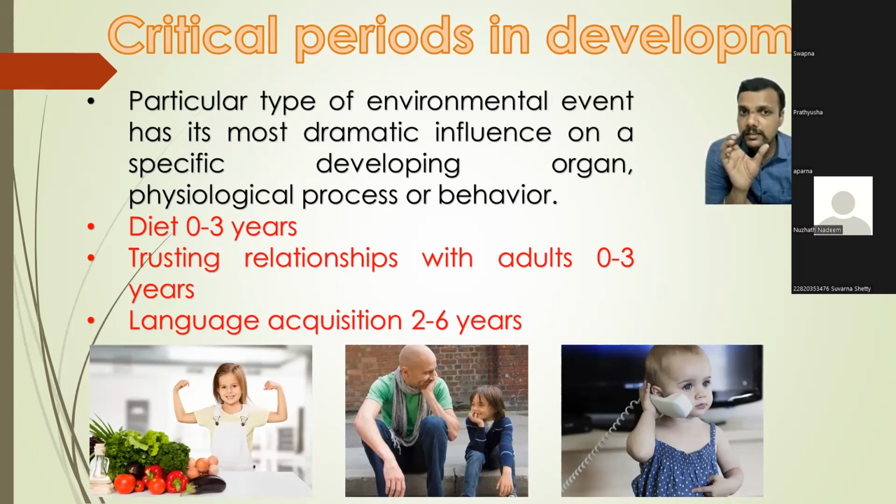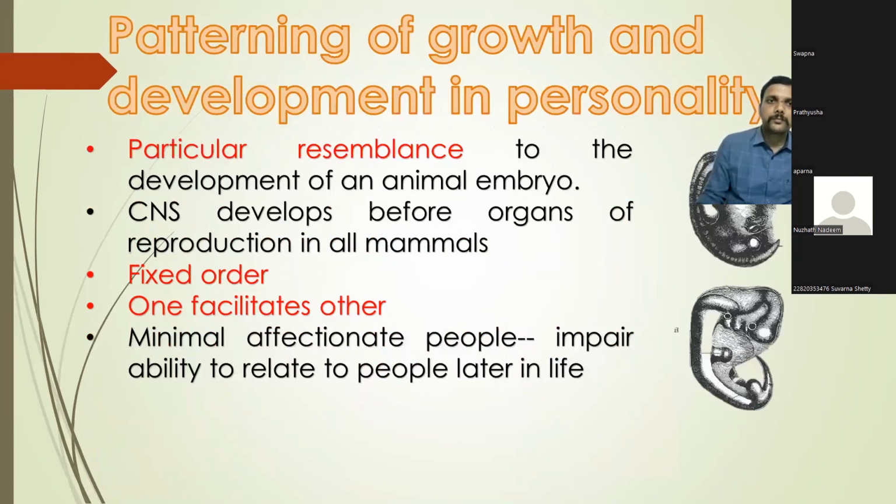So these are called critical periods in development. I don't think there is anything very hard to remember here. Diet 0 to 3 years, trust in relationships also 0 to 3 years, and language acquisition 2 to 6 years of age. Okay, so moving forward, patterning of growth and development in personality.